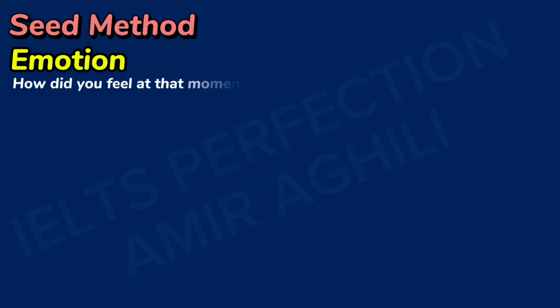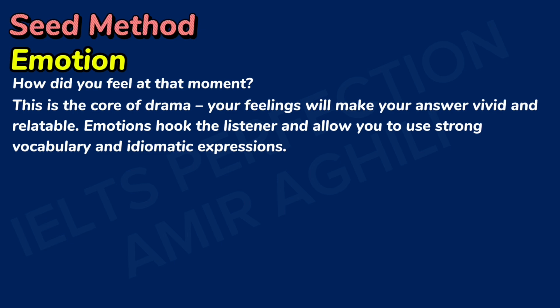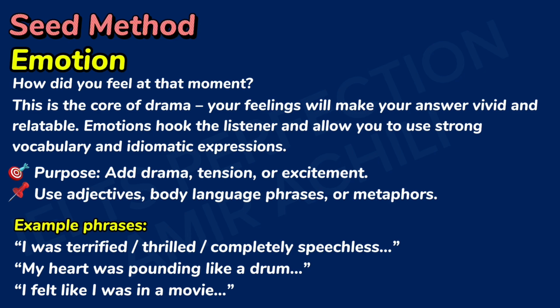Next is emotion. How did you feel at that moment? This is the core of drama. Your feelings will make your answer vivid and relatable. Emotions hook the listener and allow you to use strong vocabulary and idiomatic expressions. The purpose of this part is to add drama, tension, or excitement. You can use adjectives, body language phrases, or metaphors. Now let's see some examples for emotion.